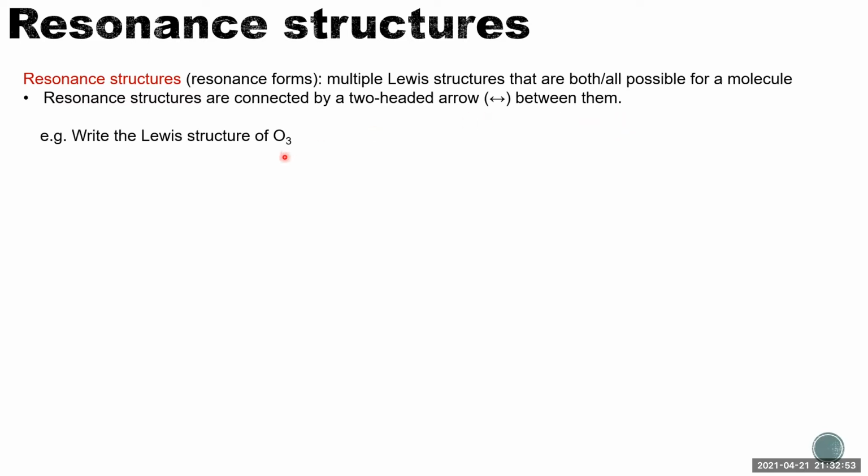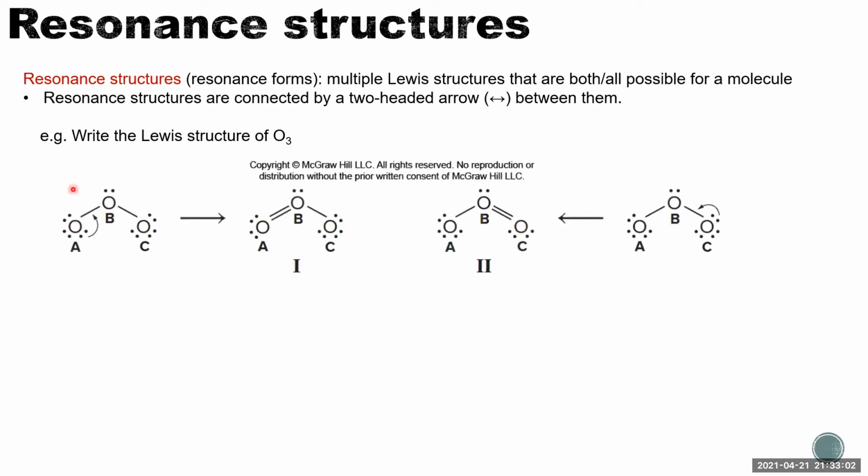Write the Lewis structure of O3, ozone. We can use two methods described in the previous video to write the Lewis structure of O3. So first, we'll come up with this structure. The three oxygens are connected between each other with a single bond, and we put six dots on terminal oxygen atoms and 2 dots on the middle oxygen atom. However, the formal charge is not ideal, so we need to rearrange the Lewis structure to make a double bond and make the formal charge more ideal.